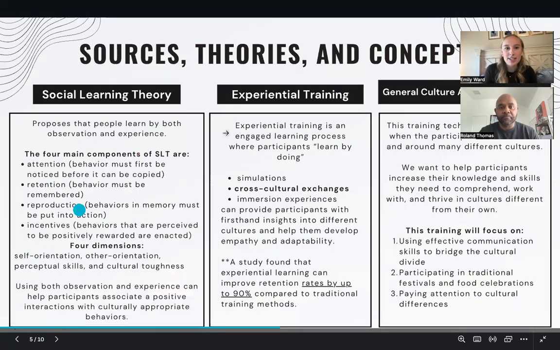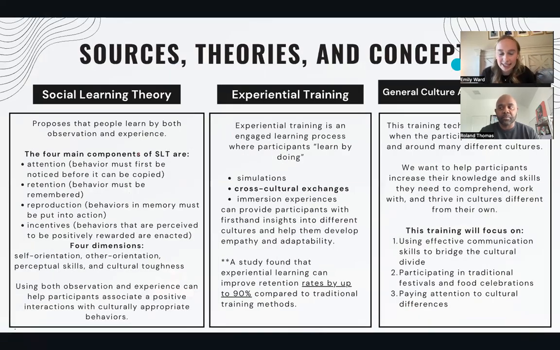So the next part is sources, concepts, and theories. The first one that we wanted to focus on is the social learning theory. It proposes that people learn by both observation and experience. Now, Roland and I were talking before this, and this is how we both learn. We learn by doing hands-on things, instead of just listening in a lecture. We like to be hands-on.